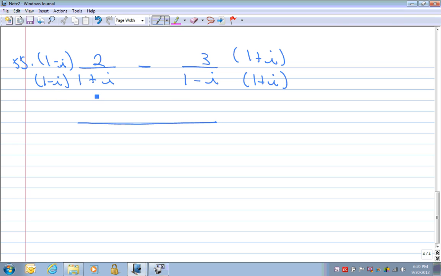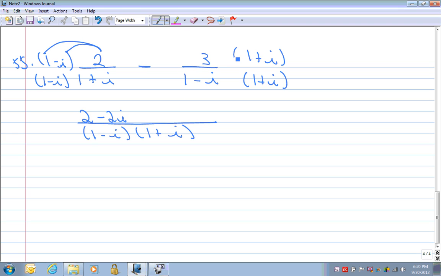So my denominator now is the same for both. It's 1 minus i times 1 plus i. And we are going to simplify that. At the top, let's go really slow. We're going to distribute the 2, and we get 2. And we distribute the 2, and we get minus 2i.